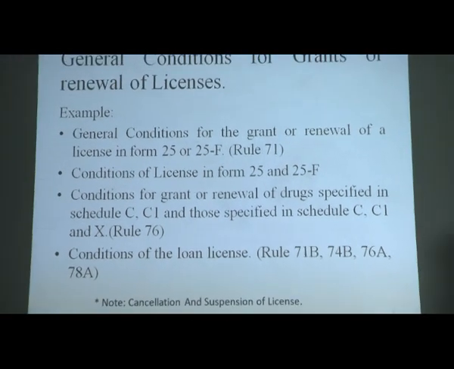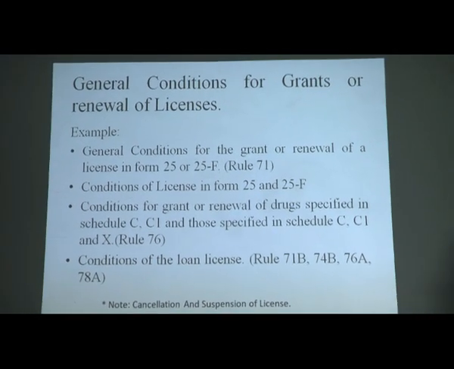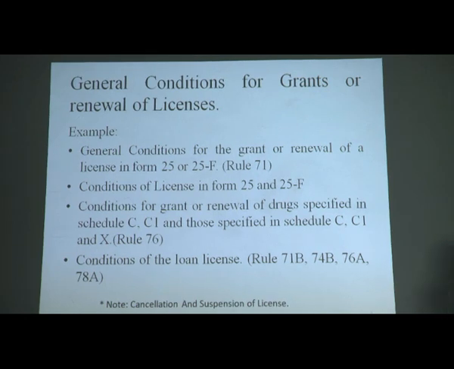The next point is general conditions for grant or renewal of license. In case of the various forms, there are some general conditions as well as conditions on license. In case of Form 25 or 25F, that is in case of grant or renewal of the license of drugs other than C, C1 and X and drugs included in C, C1, the first condition is that the industry or manufacturer must have competent technical staff.